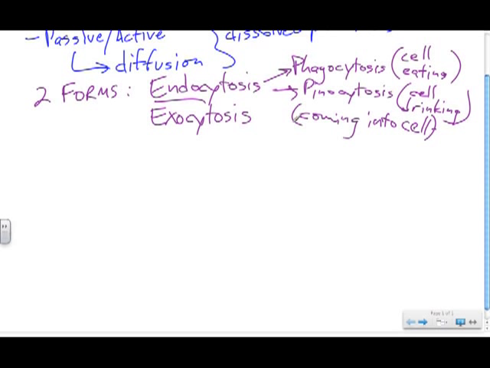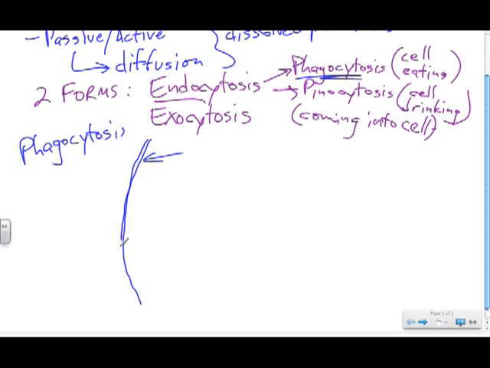Now, in terms of phagocytosis, phagocytosis is like cell eating. So let's draw here. We're going to draw our cell membrane, and we're going to focus on phagocytosis. Let's draw it thin, just to show that it's a bilayer, a phospholipid bilayer. So here's the cell membrane.